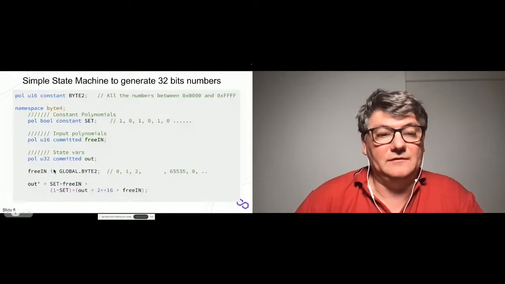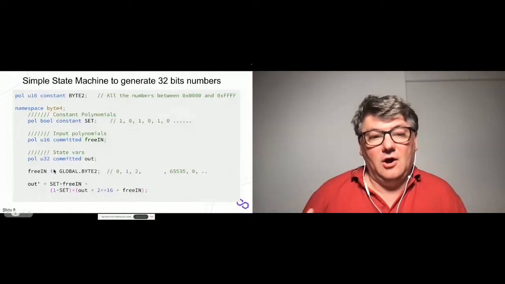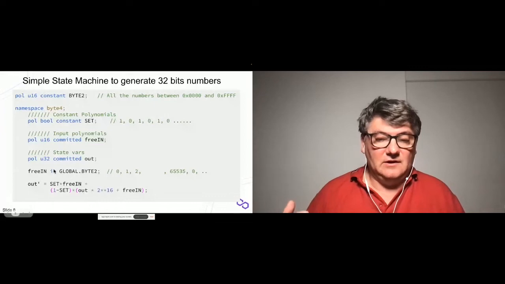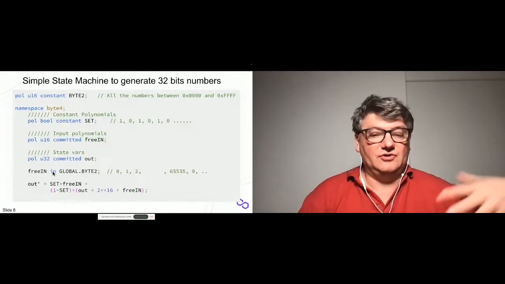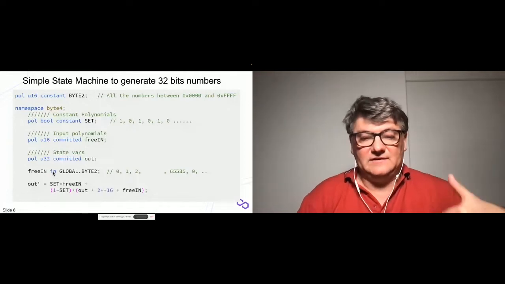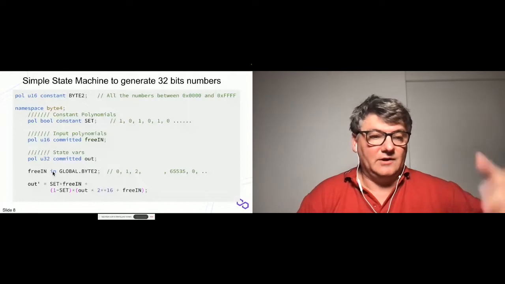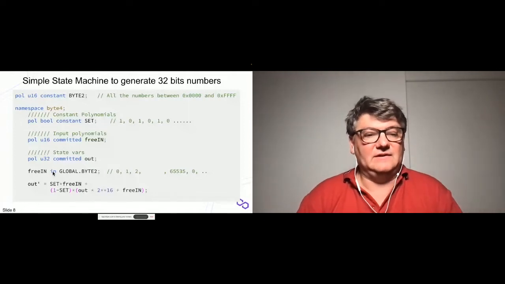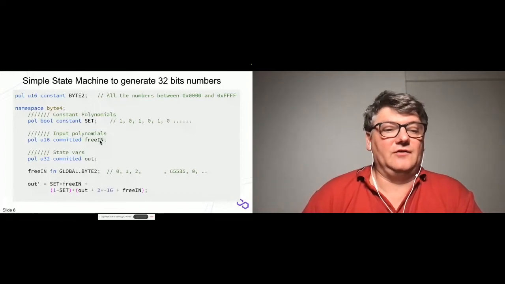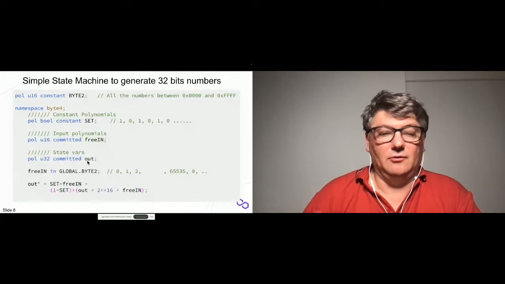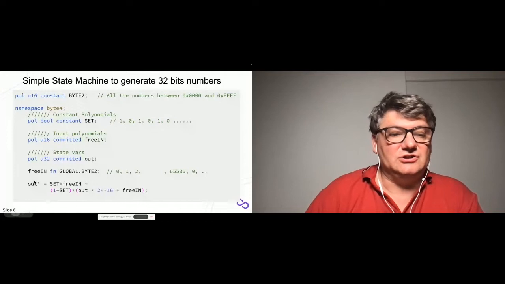This is a lookup. So here are hidden all the polynomial identities that are embedded in the lookup. When we are generating the proof, this in will be replaced with all the polynomial constraints in order to guarantee that this free in is inside this byte 2. Okay, so we also define another committed polynomial, which is the out, the register that we are evolving, and here we define the state transition.